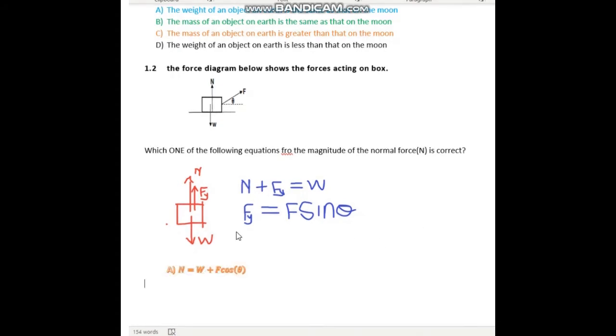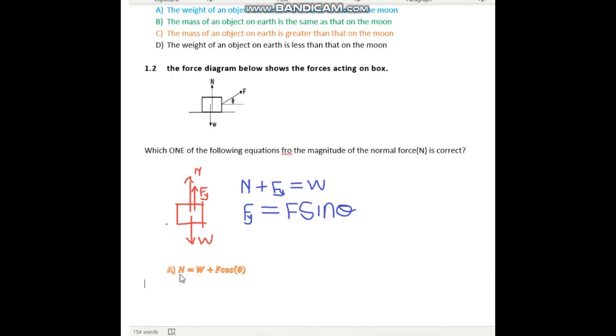And then now we are looking for the normal force. So you can see here that if we're making the normal force the subject, it's going to be weight minus Fy. So if it's weight minus Fy, that means it's going to be weight minus this.